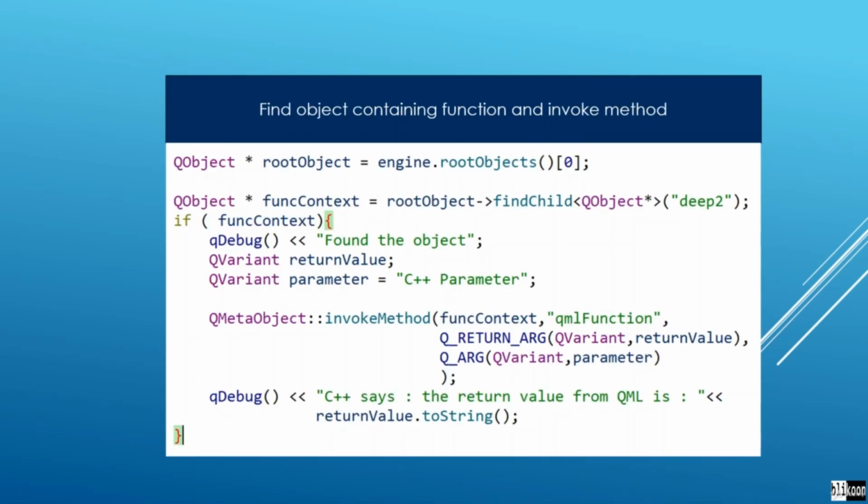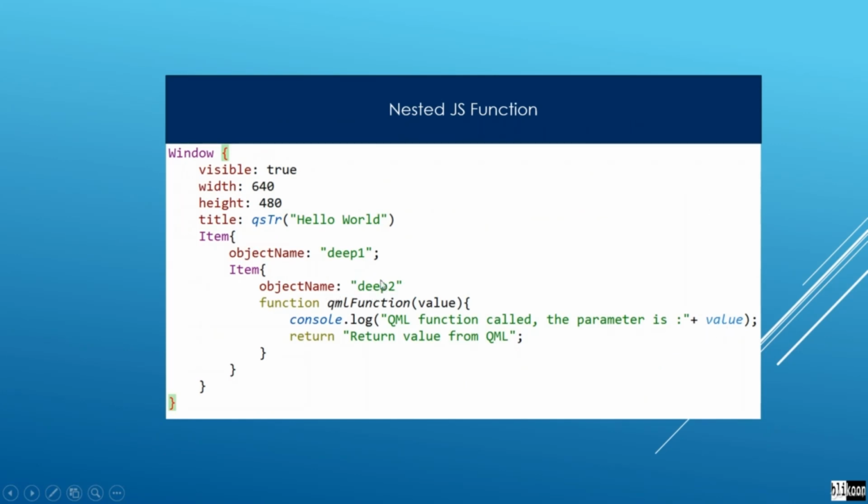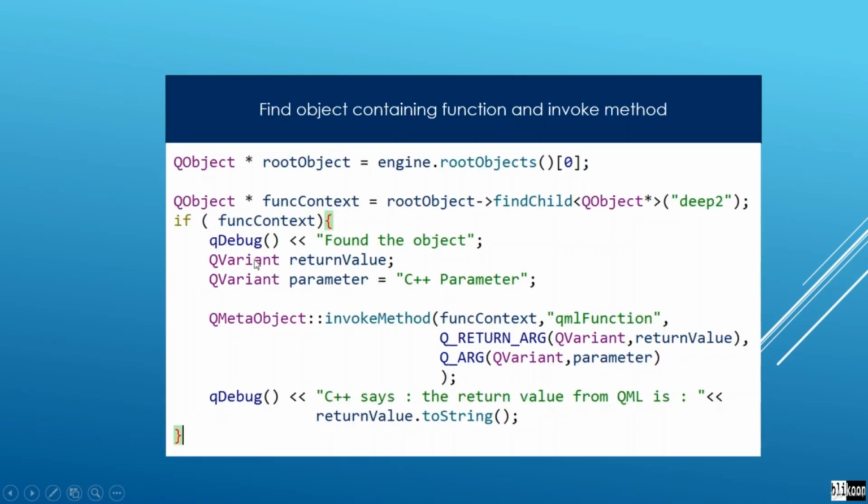So how do we do it? This is the C++ code. We are finding the root object, the usual thing really. We are finding the item that contains our function. And you notice that its object name was deep2 here. We get it. If we get it, we are going to do the preparation to call our QML function. This is the usual thing we have done. The only difference is that we are specifying the context, which is the object pointer to the item that contains our QML function. This is really all you have to do now. You find the item that contains your QML function in C++, and then you specify it as the context here.